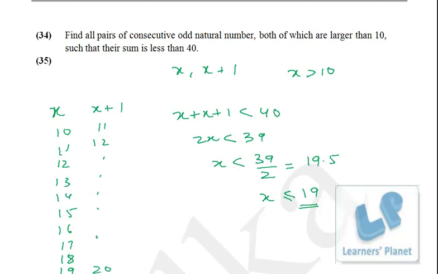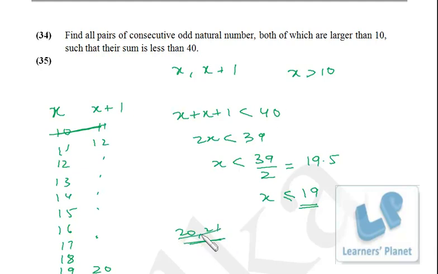Now from here what we want, x is greater than 10, so this pair will not be included. So we start from x is 11, then x plus 1 will be 12. So 11 and 12 is one pair, 12 and 13 is another pair, and the last pair will be 19 and 20. More than 19 we cannot take, because if it is 20 it has to be 21. In that case the sum will be greater than 40.